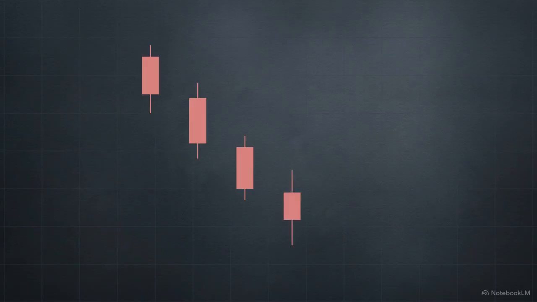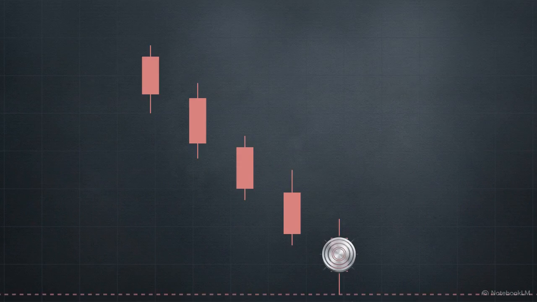To the naked eye, it looks like a total freefall. Watching this drop unfold, the natural psychological reaction is to jump in and sell. The immediate assumption is that the bears, the sellers, have complete and unchallenged control of the market. But that assumption leads directly into a trap.